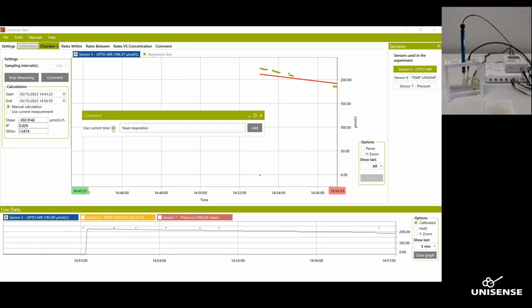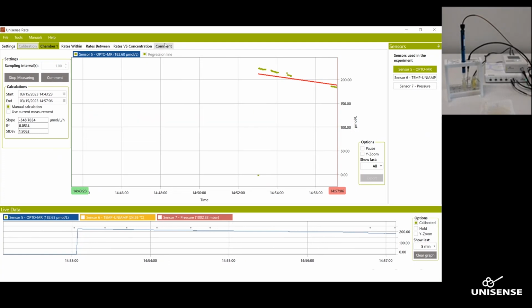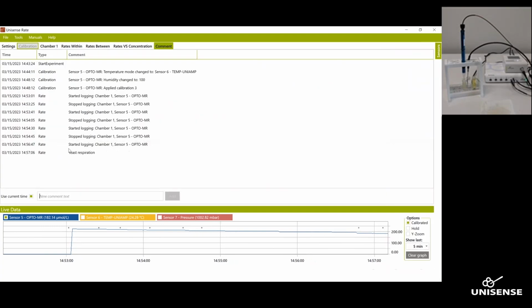You can also choose a different time point here, but if I click here, it will use the current time point. And then when you go to comment, it will then be seen here. So if you change the conditions or you add something to the sample or whatever, then you can make a comment so that you can remember what was going on in the chamber.